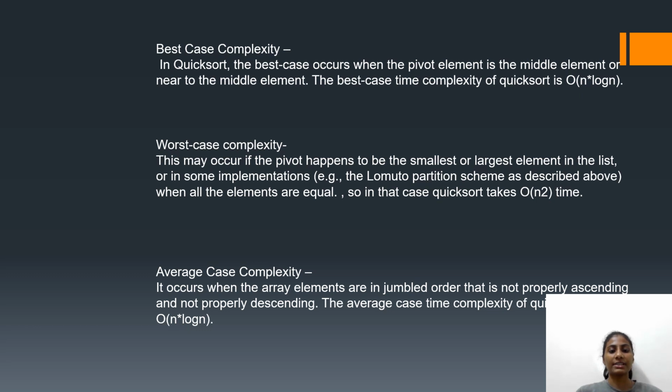Average case complexity. It occurs when the array elements are jumbled in order, that is, not properly ascending and not properly descending. The average case complexity of quicksort will be O of n log n.